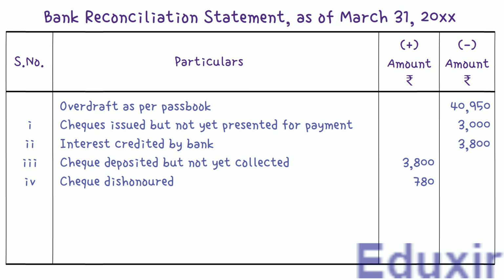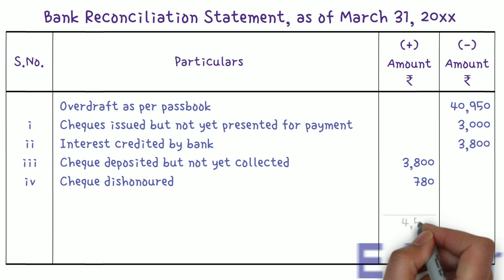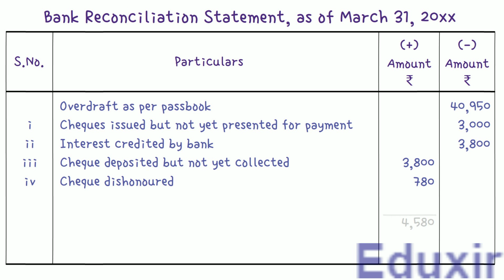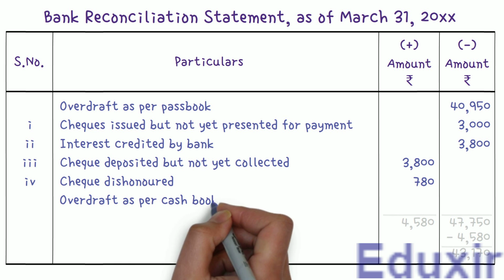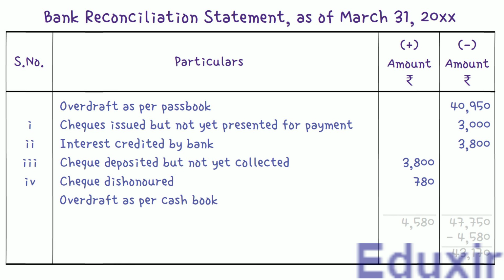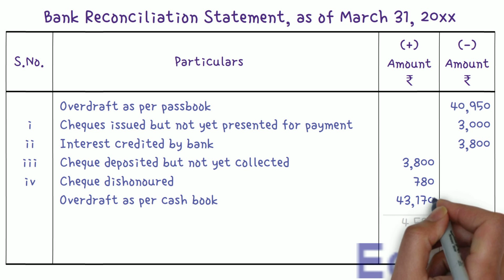Now the total of all the entries in the plus amount column is 4,580 rupees, and the total of all the entries in the minus amount column is 47,750 rupees. From 47,750 rupees, if we subtract 4,580 rupees, we get 43,170 rupees. This is the cash book balance, and now let us record this. Let us first write the particulars as overdraft as per cash book. As we have started with the passbook overdraft balance, we need to write the cash book overdraft balance of 43,170 rupees in the plus amount column.